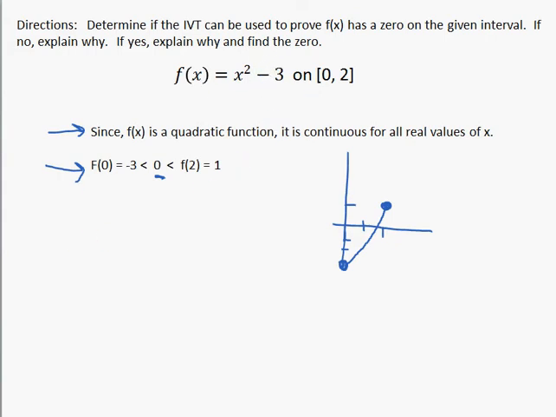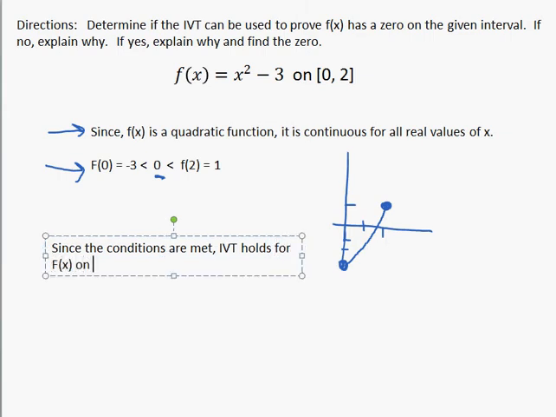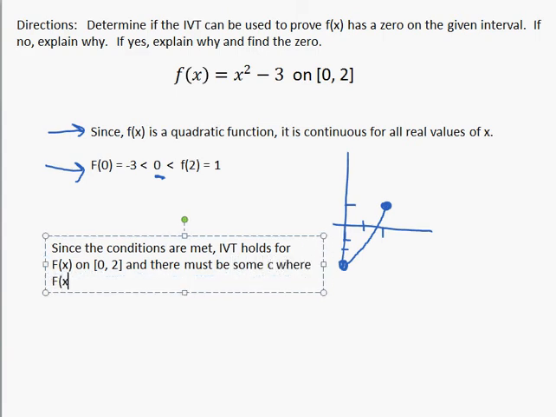So again, I'm going to type this out, but the first part, check your conditions, and the second part, just write out what IVT says. Since the conditions are met, IVT holds for f of x on the interval 0 to 2, and there must be some c where f of c equals 0 on that interval. That is what our IVT says.